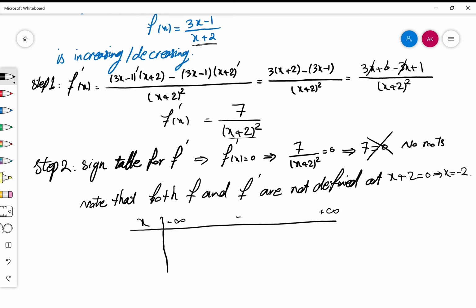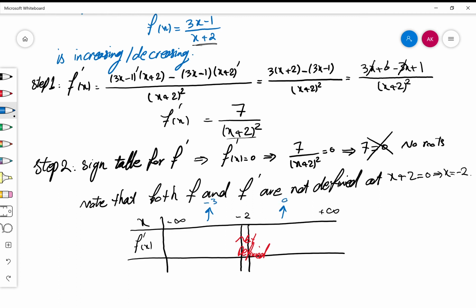So here I should put -2 and f prime of x, and then I know that at -2 it's not defined. It actually is not defined for both f and f prime. Okay, I also need to have some test values. Here I can choose, for example, -3 or 0.